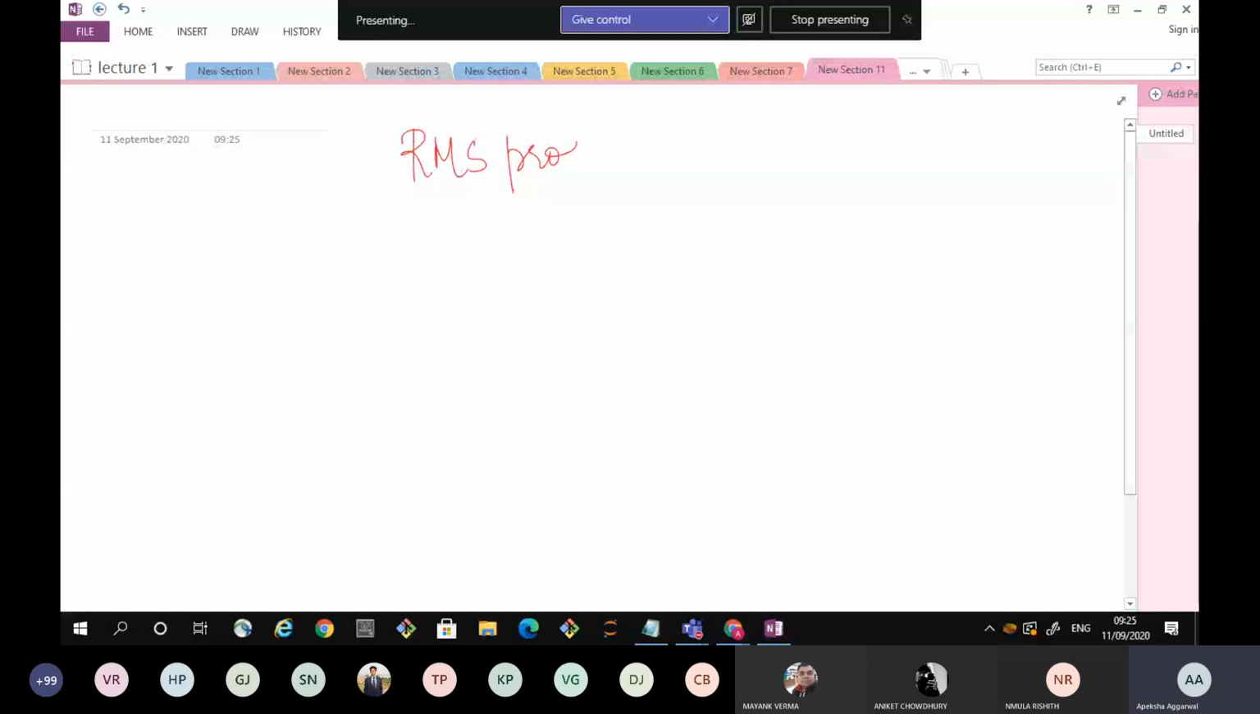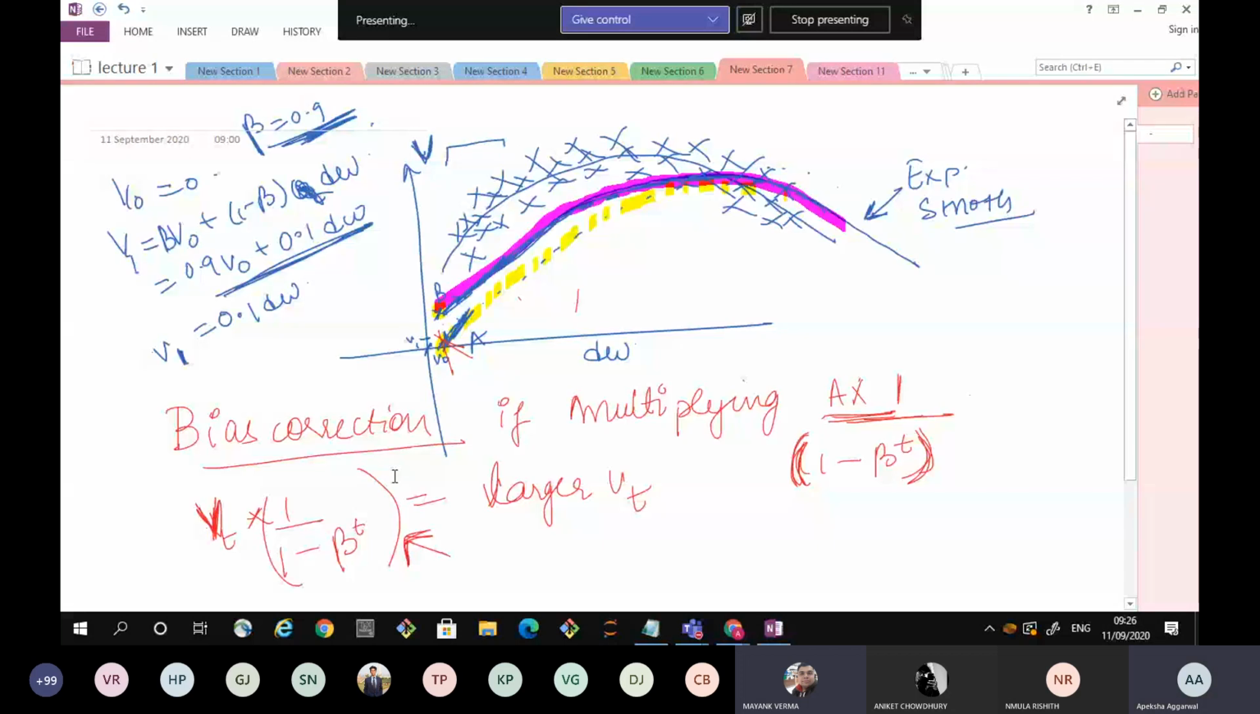Excuse me, ma'am. Yes. Ma'am, in the previous slide, you told us that if we multiply with the bias correction, then our graph will move upward.